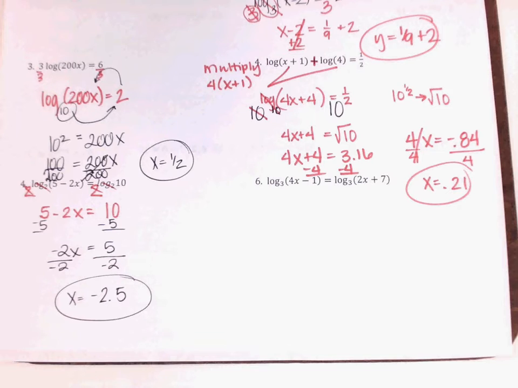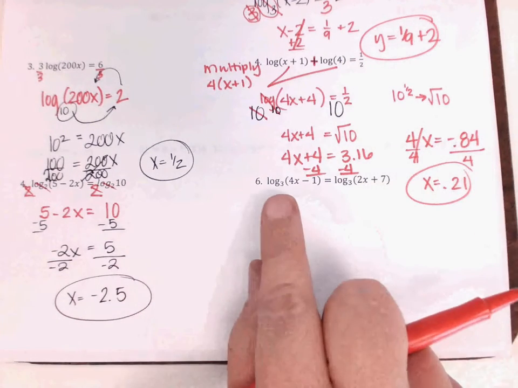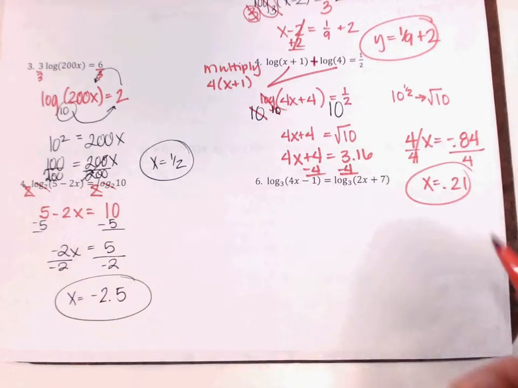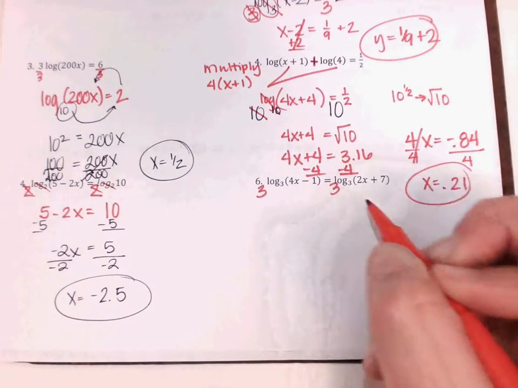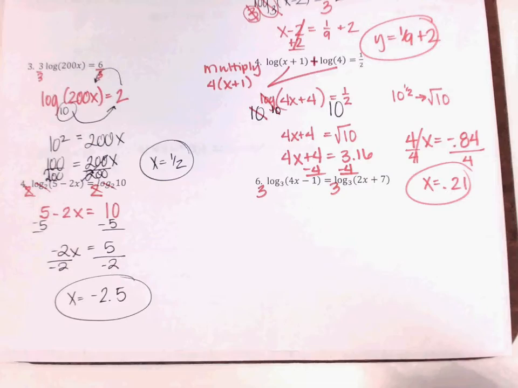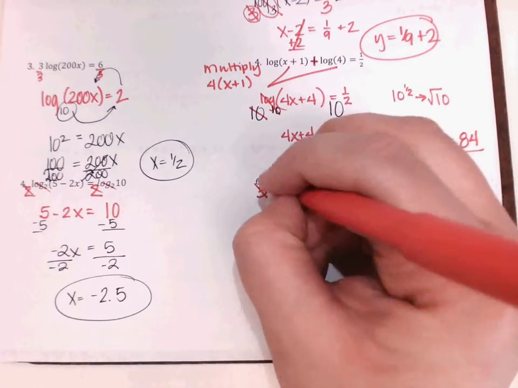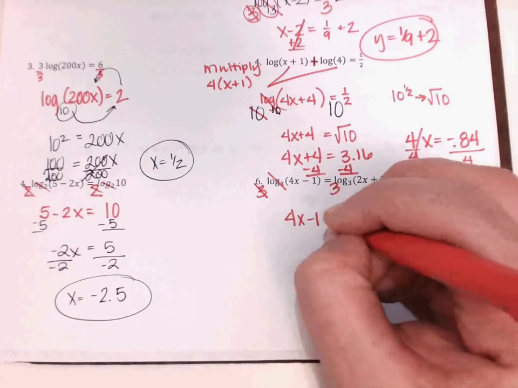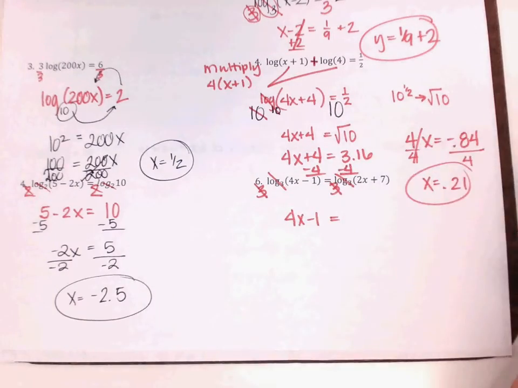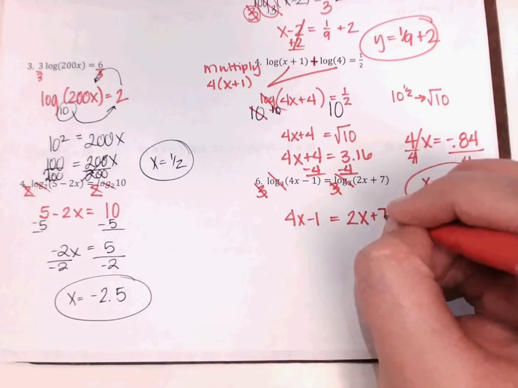Number 6. Can I loop it if both sides have a log? Not if both sides have a log. What do I do instead? Apply the base. So if that's a log 3 and that's a log 3, how do I fix it? Put a 3 on both sides. And then my 3 log 3 is going to cross out. 4x minus 1 comes down. 3 log 3 crosses out. 2x plus 7 comes down.